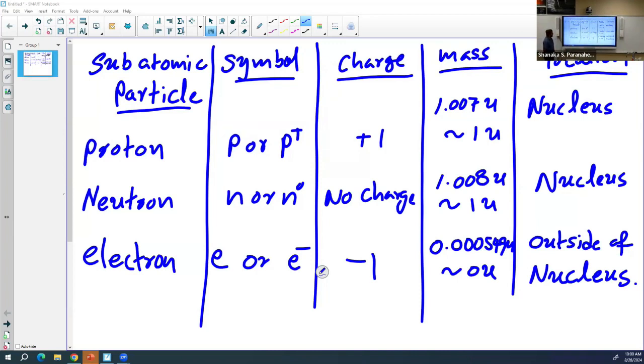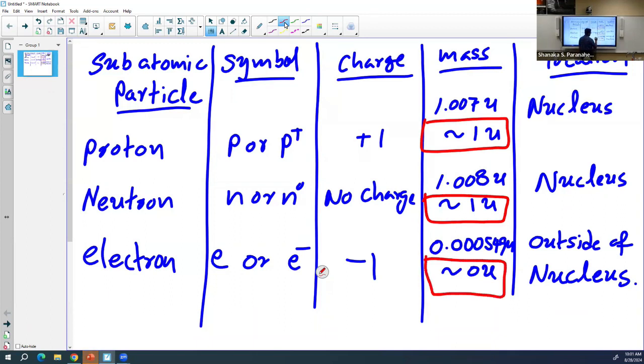So you need to understand the symbols. The proton is symbolized by p or p+, the neutron by n or n0, and the electron by e or e-. There are also the charge of a proton, the charge of an electron, and the charge of a neutron, and the masses. You don't need to remember the exact mass, but you can remember these three masses.